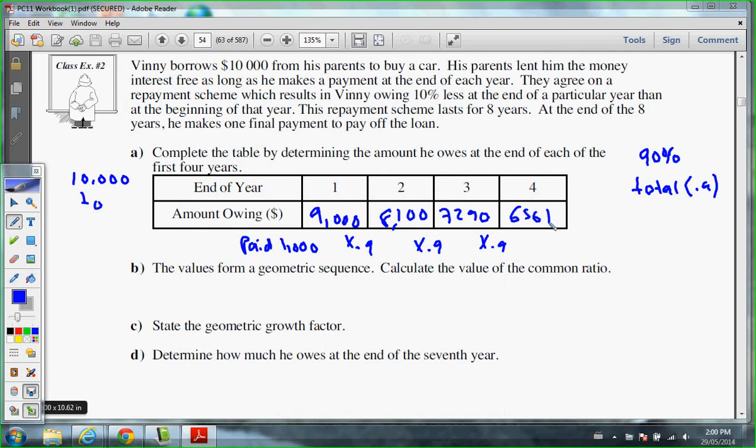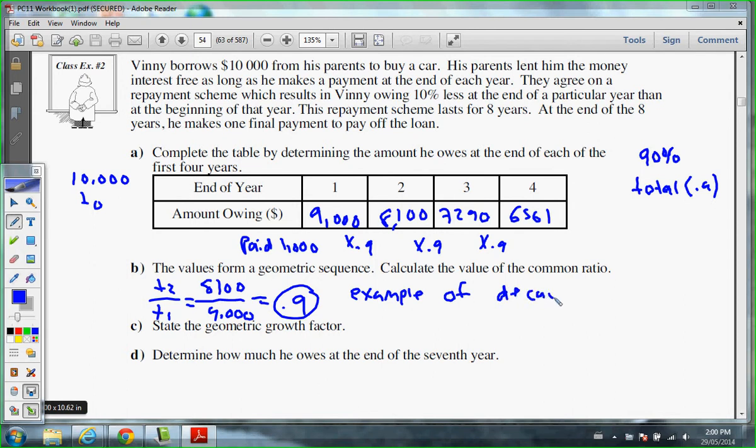The values form a geometric sequence. Calculate the value of the common ratio. Just to figure out the common ratio really quick, which we already kind of know, we go 8,100 divided by 9,000, T2 over T1. You get 0.9. So your common ratio is 0.9. And this is an example of decay.